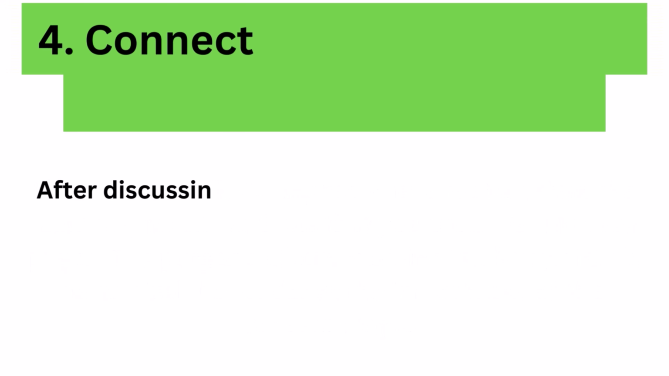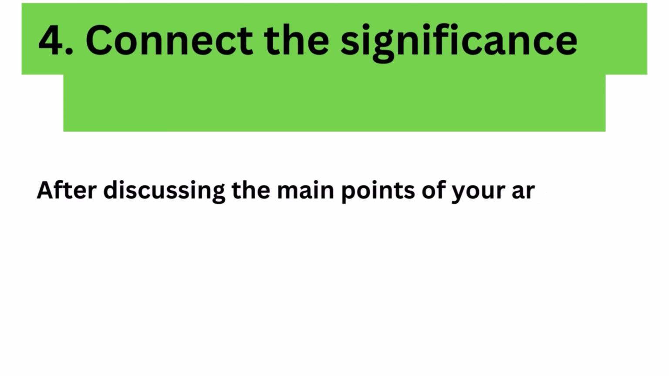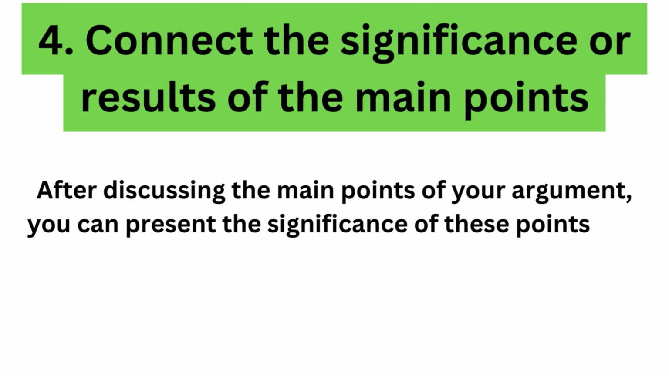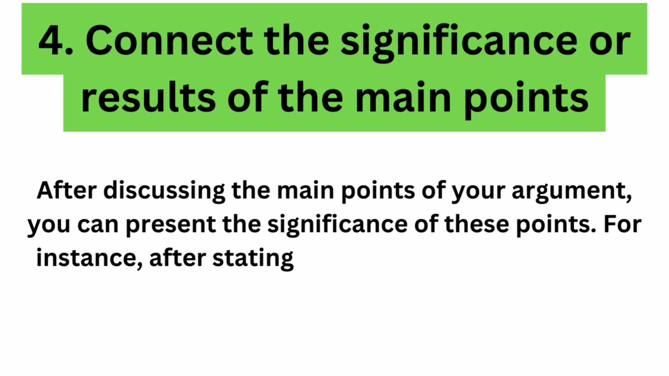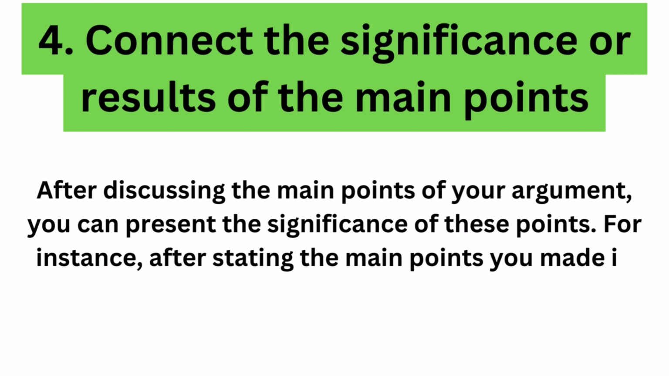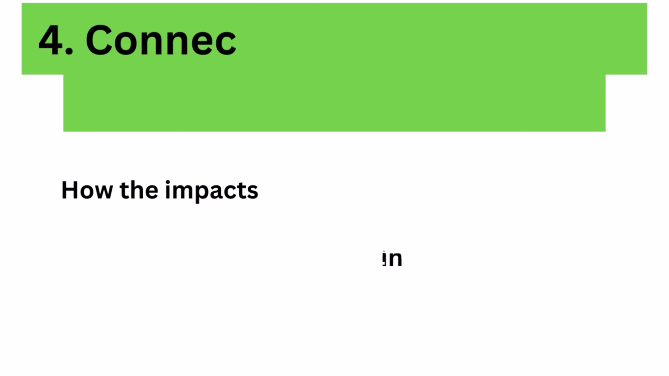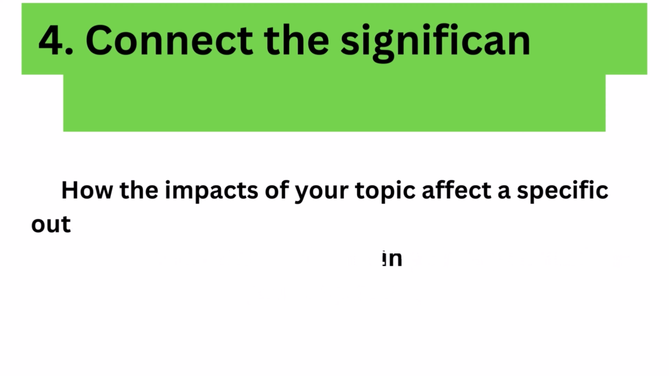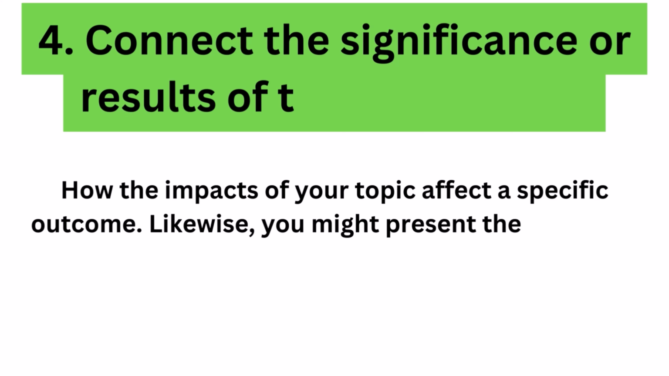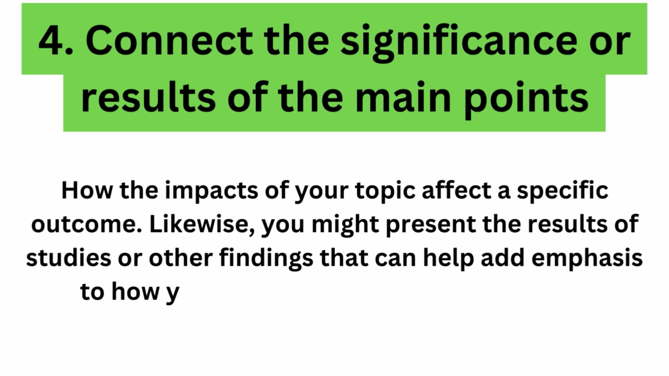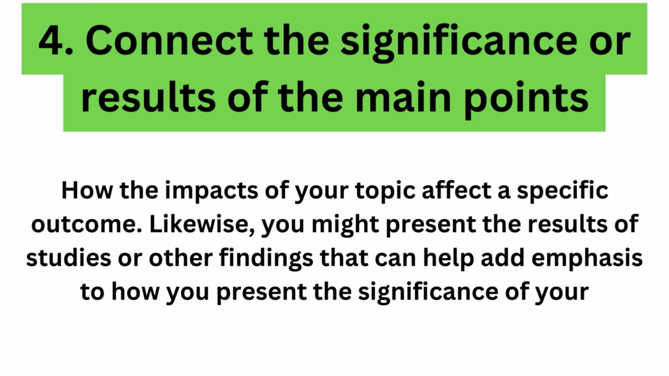4. Connect the significance or results of the main points. After discussing the main points of your argument, you can present the significance of these points. For instance, after stating the main points you made in your argument, you might discuss how the impacts of your topic affect a specific outcome. Likewise, you might present the results of studies or other findings that can help add emphasis to how you present the significance of your information.